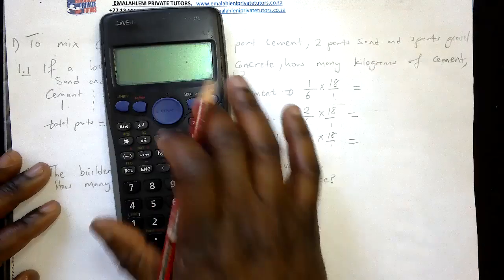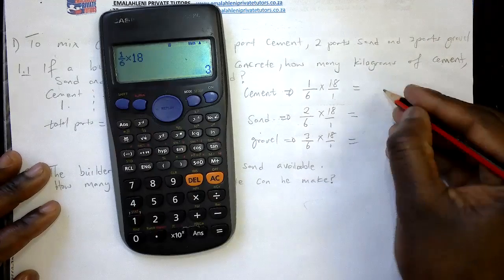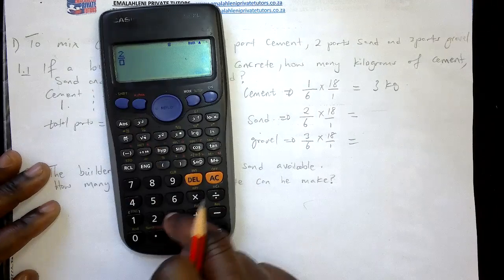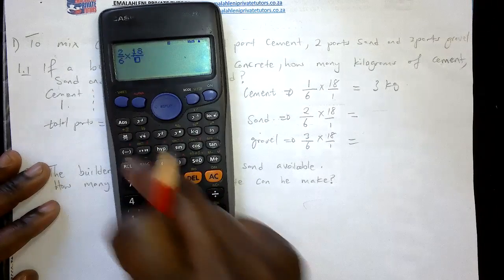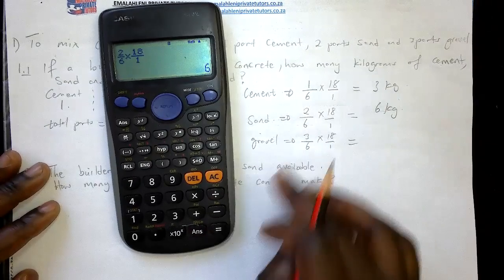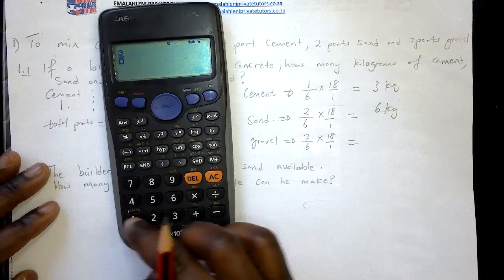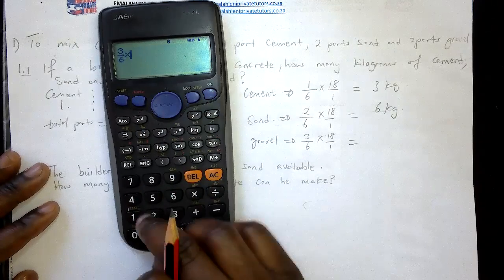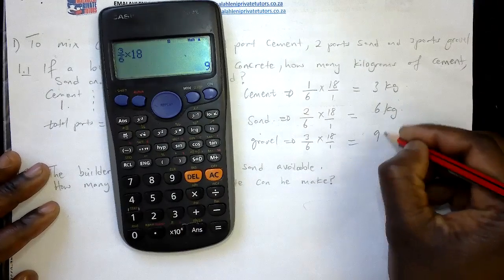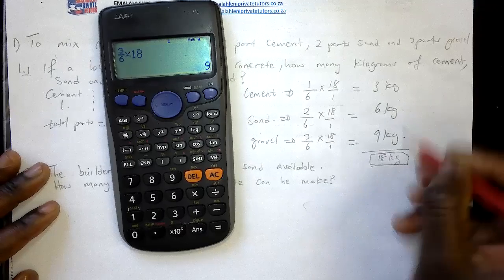So let's check. 1 over 6 times 18, what do we get? We get 3 kg. Then what about sand? 2 over 6 times 18 gives 6 kg. Then gravel is 3 over 6 times 18. We get 9, so we have 9 kg. We've got more of gravel there. If you add all this, you get 18 kg. So that's how you split it, guys.